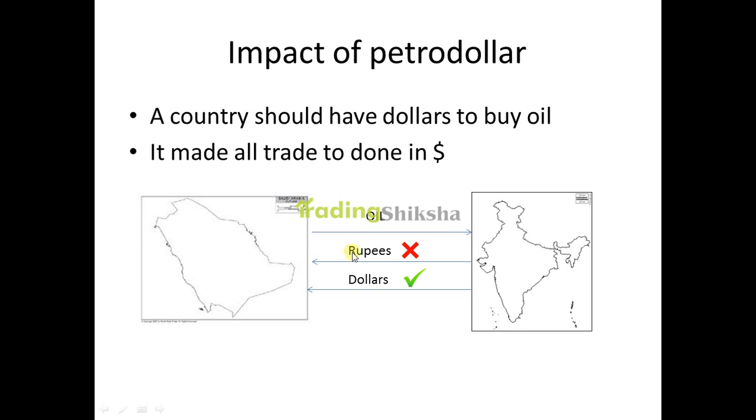India's local currency is rupees, and they have no supply constraint for rupees. They can print as many rupees as they want, and so they can buy as much oil as they want. But after this agreement, since oil was sold in dollars, they needed dollars to purchase oil, so they needed to obtain dollars from somewhere.